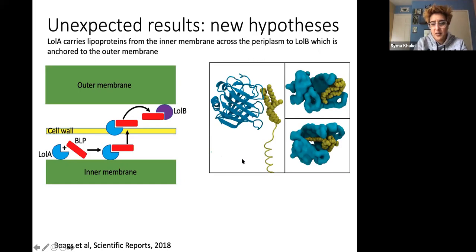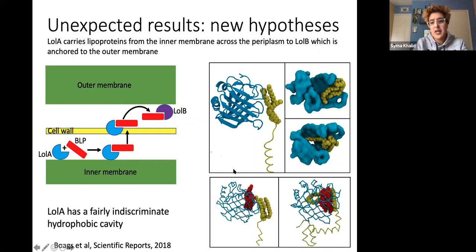You can just see here with simulations we did in the past, you can see bronze lipoprotein in yellow, and in space filling representation, you can see the lipid regions. And in both cases, you can see they've spontaneously bound into the hydrophobic cavity of LOL-A. Now, one thing we know from our simulations is that the cavity in LOL-A is fairly indiscriminate. Other hydrophobic molecules are shown in red here. This is an inhibitor molecule, which can also bind into that cavity.